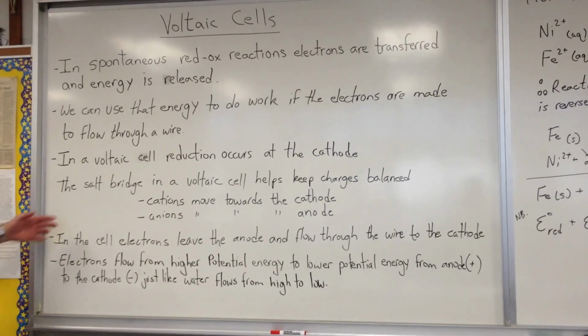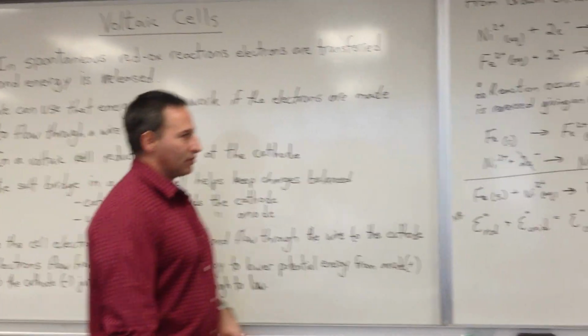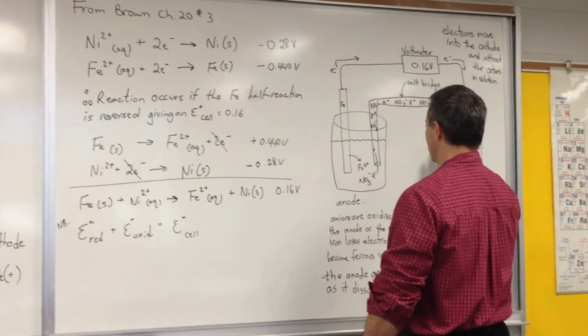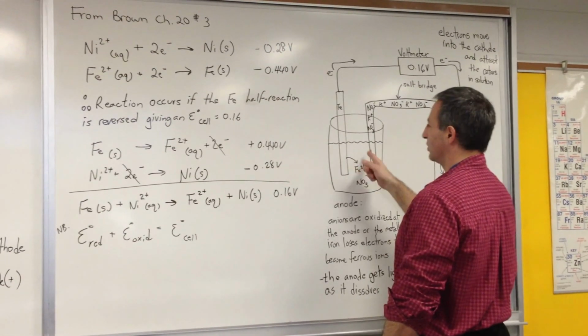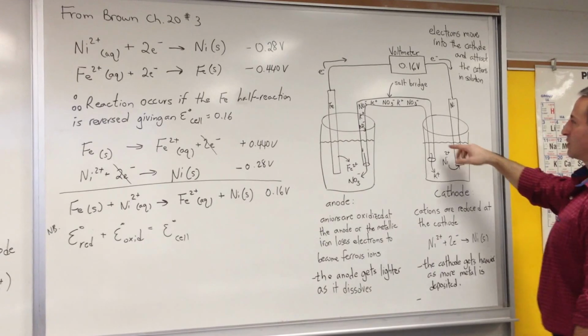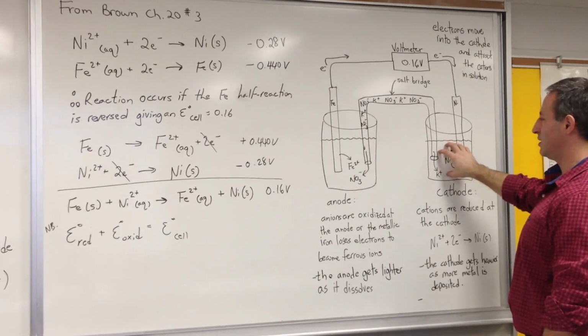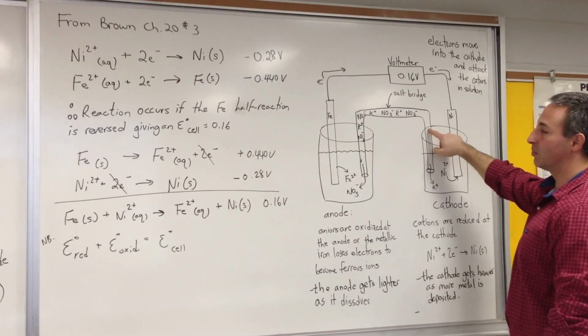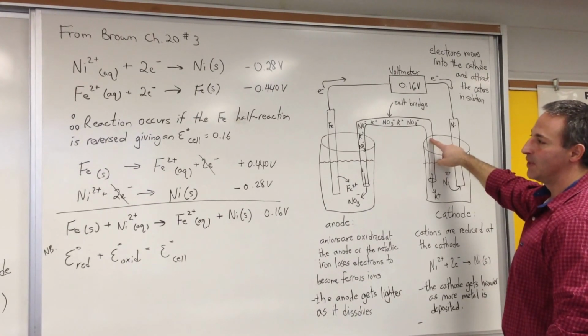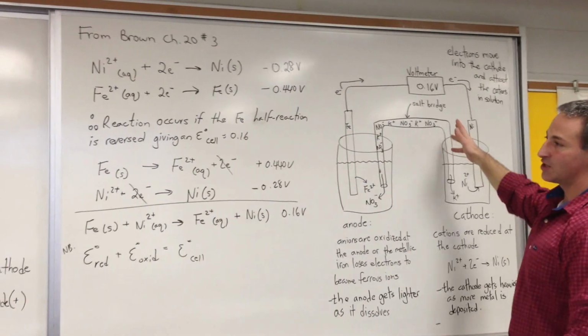The salt bridge in a voltaic cell, portrayed over here, helps to equalize the charge imbalance that occurs as new ions are released into solution or as the ions are taken out of solution. So what the salt bridge does is maintain the charge balance. Without the salt bridge, the electrochemical cell cannot rebalance the charges and the reaction will stop.